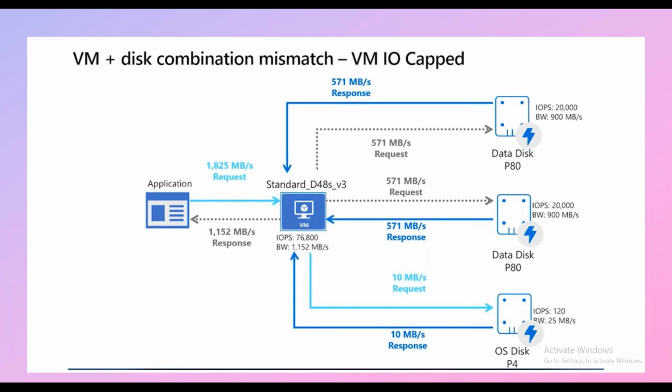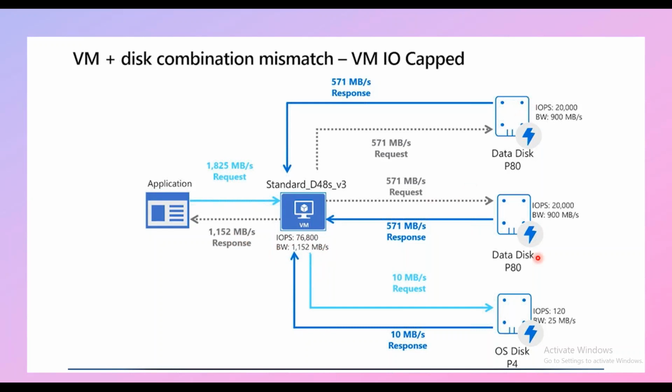Sometimes you will choose an instance type that is capped with a particular IOPS and bandwidth, and your application might be demanding a lot of IOPS or a lot of performance. For example, here the bandwidth that the virtual machine can provide is 1152 Mbps. But if your application requests 1825 Mbps, it will try to request from the disk. The disk can respond with the capacity, but the machine will support only this much bandwidth. So the response will be limited to that, and there will be some performance issues.